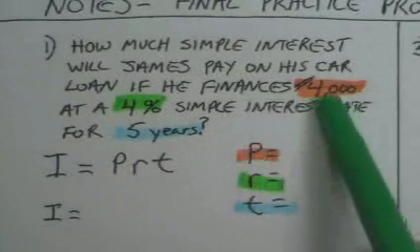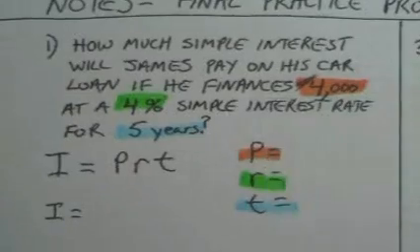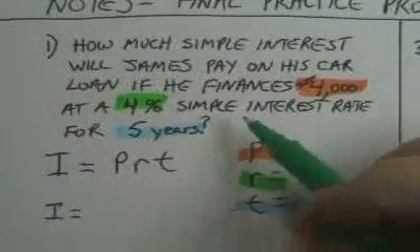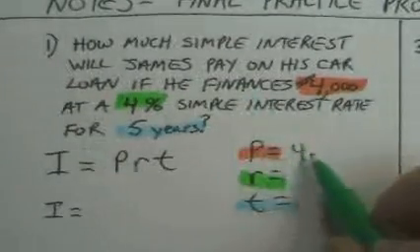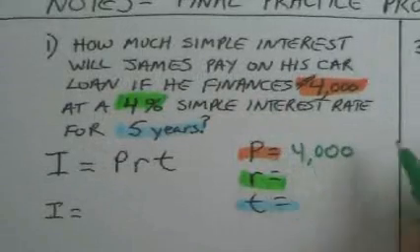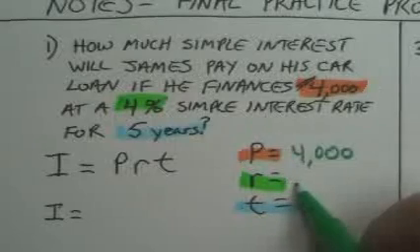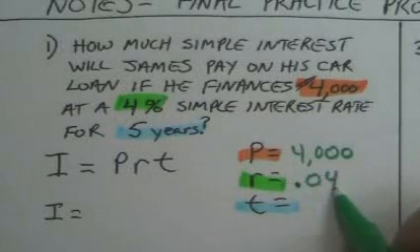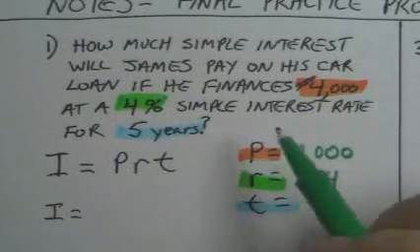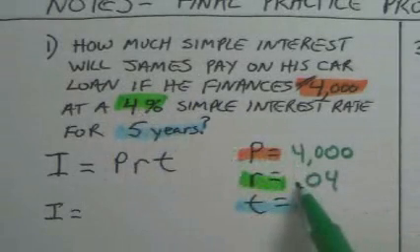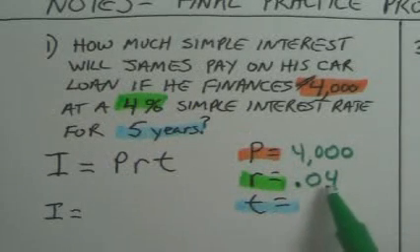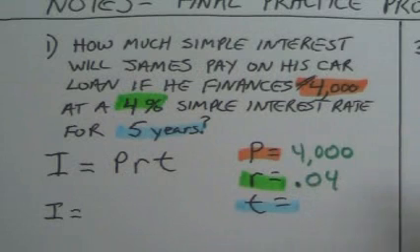Now our principal is $4,000. That's how much James is borrowing. So $4,000. Our rate is 4%. Now, it's much easier if we put it down as 0.04. So change the rate, the percentage, into a decimal. If you don't do this, you'll end up with the wrong answer.